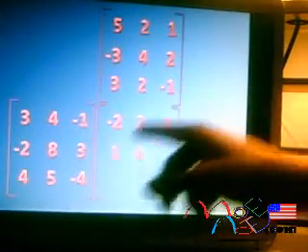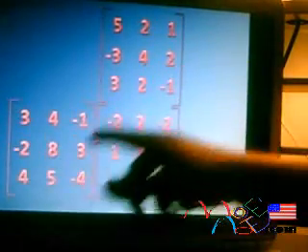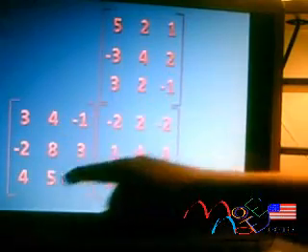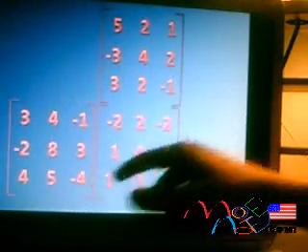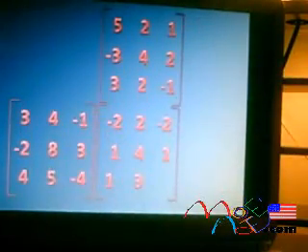8 minus 4 is 4. 3 minus 2 is 1. 4 minus 3 is 1. 5 minus 2 is 3. And negative 4 minus negative 1 is negative 3.